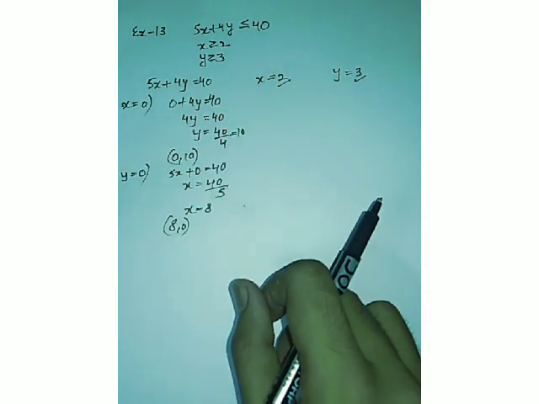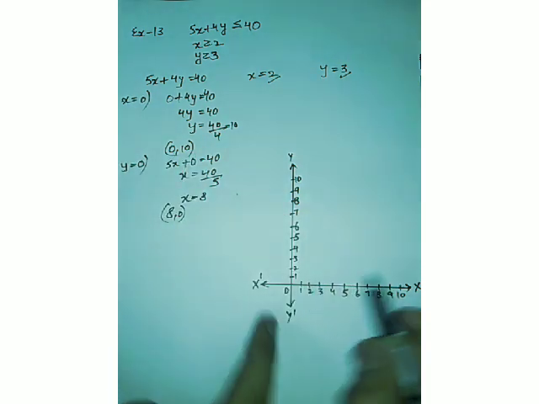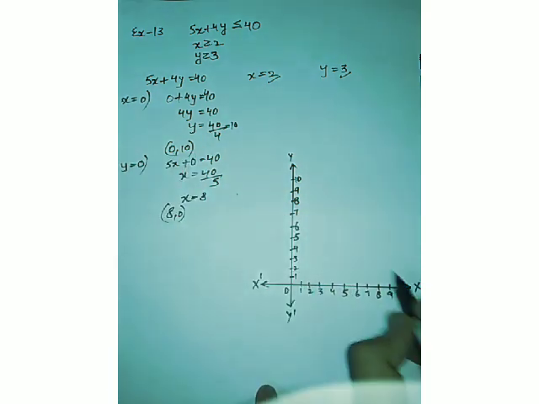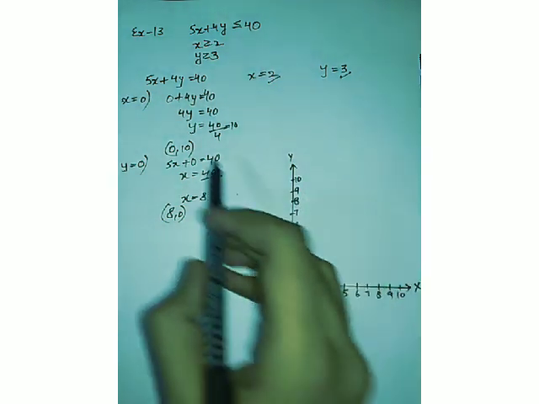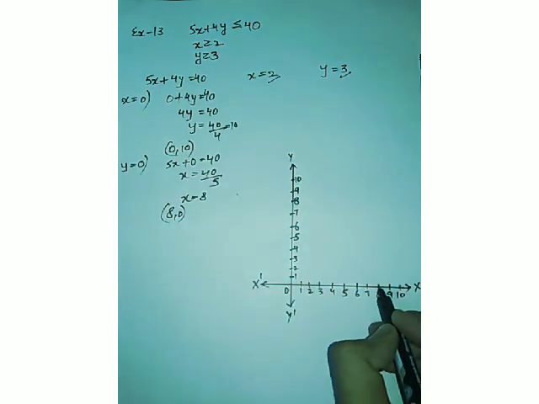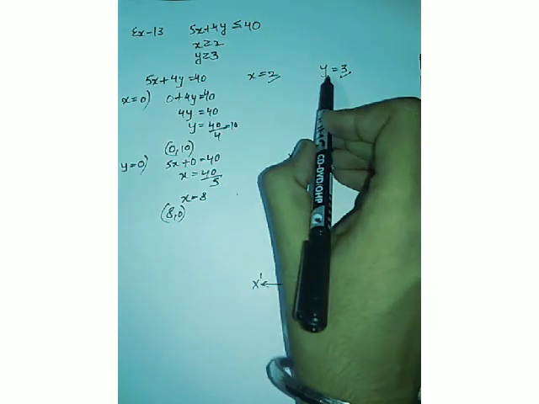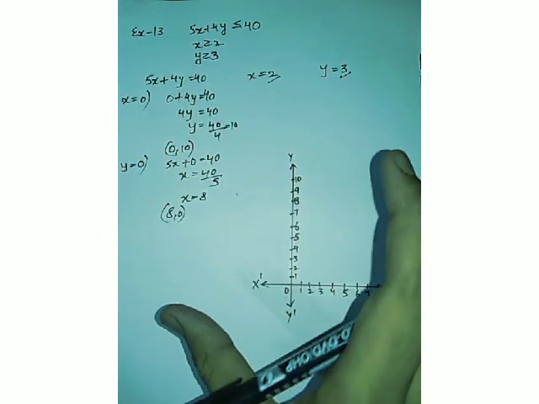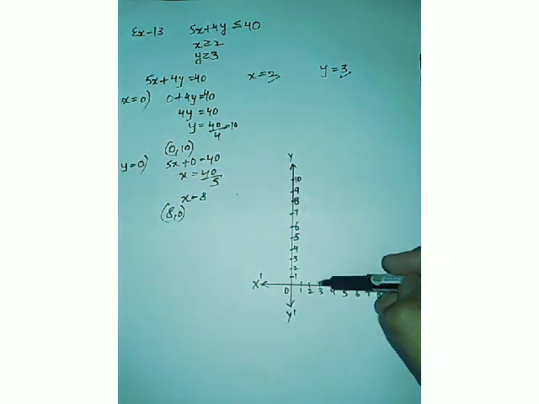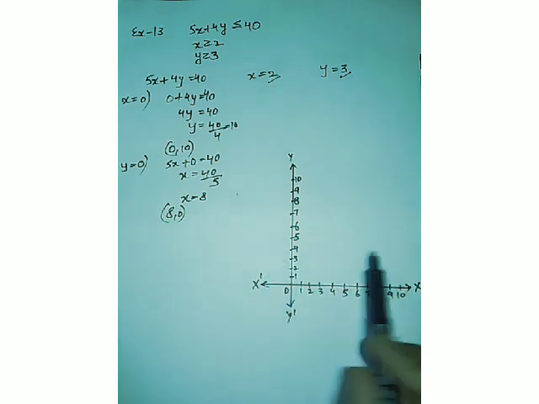Now let's plot the points on the graph. 0 comma 10, that is on the y-axis. The next point is 8 comma 0, that is x coordinate is 8. So we will make these 2 points. All right, now x is equals 2 and y is equals to 3 are parallel lines to the y and x axis, not to each other, so don't get confused. x is equals 2 will pass through 2, y is equals 3 will pass through 3. So let's plot all these lines.